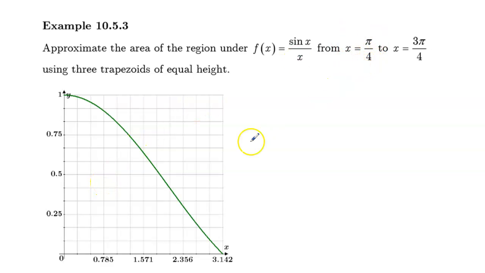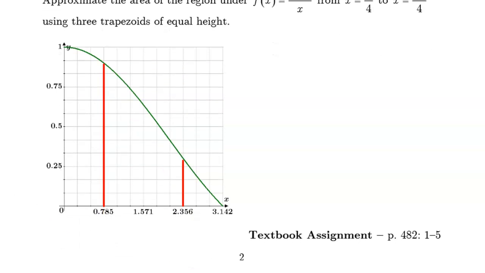Now, if you calculate pi over 4 as a decimal, you will actually end up getting 0.785. So here's our pi over 4, and then 3 pi over 4 is going to be your 2.356. So if we take a look at this, there's actually 1, 2, 3, 4, 5, 6 columns in between those. And since we're using 3 trapezoids, that's pretty easy to divide into 3 trapezoids of equal, well, height, I guess, right?